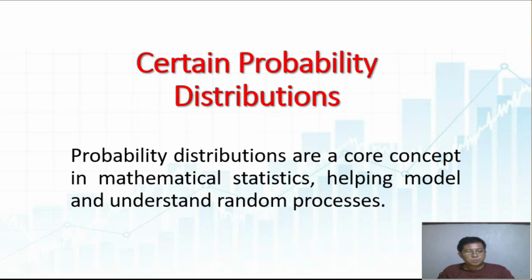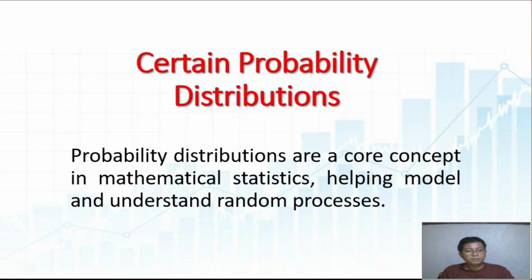So probability distributions are a core concept in mathematical statistics, helping model and understand random processes. Probability distributions are tools in statistics that help understand how likely different outcomes are in a random situation. Think of it like a way to describe all the possible results of an event and how likely each one is to happen. For example, if you roll a die, a probability distribution can tell you that each number, 1 to 6, has an equal chance of coming up. They help us predict and analyze patterns in random processes.